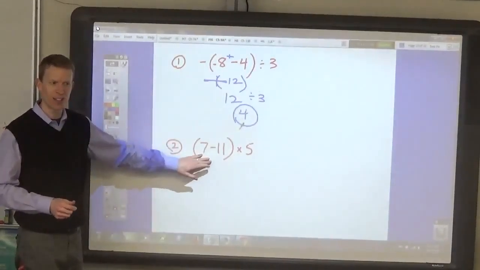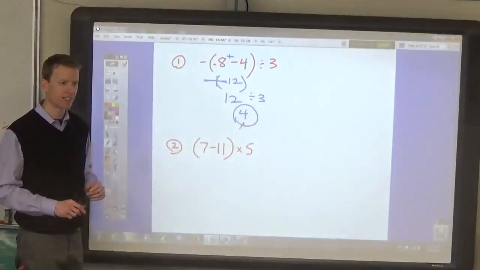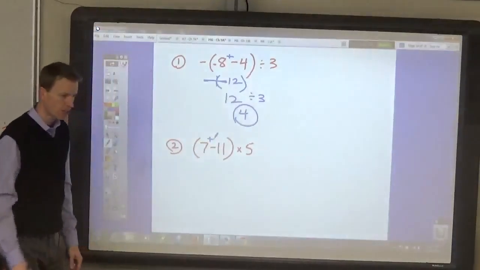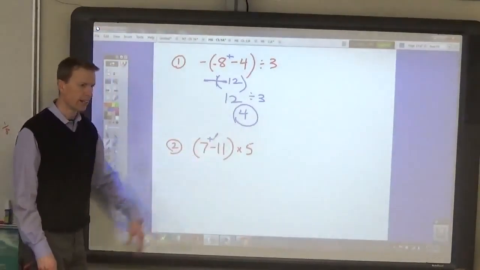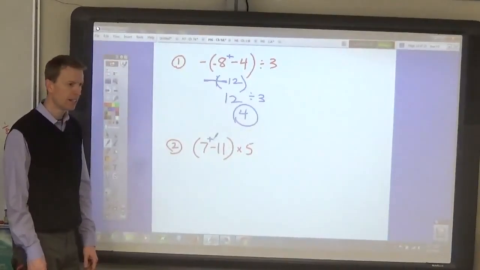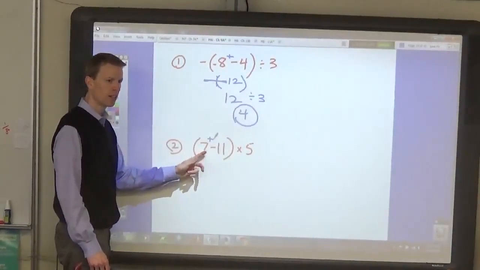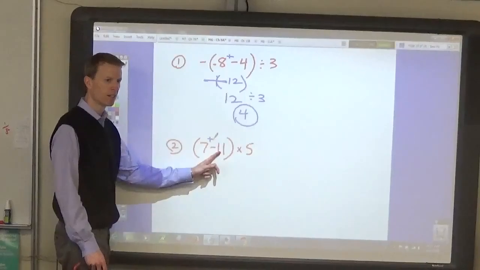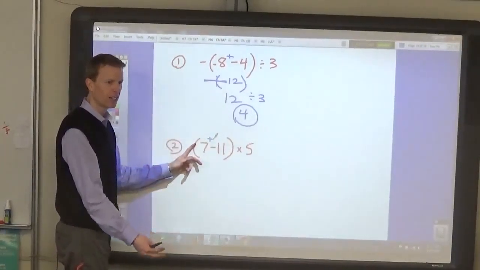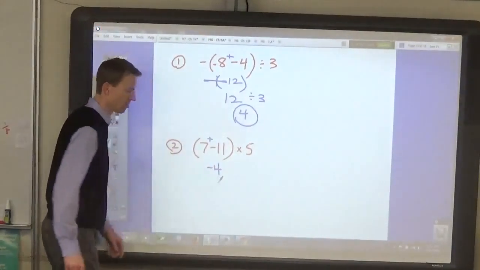Okay, let's go to this one. Let's do the same thing with this one. What do you put in front of the minus sign? A plus sign. This is subtraction, so we make it plus negative. 7 plus negative 11 is negative 4. Positive 7, negative 11. If it's 7 degrees and it drops 11 degrees, again, it's negative 4 degrees.